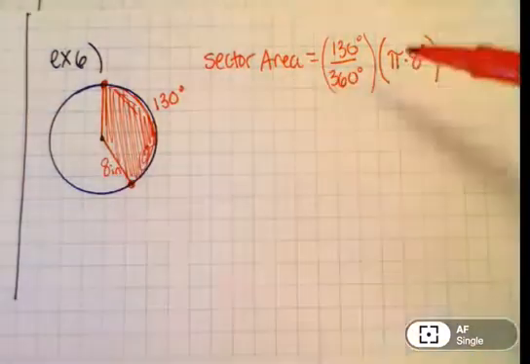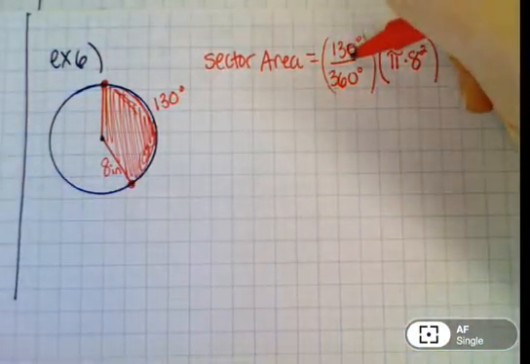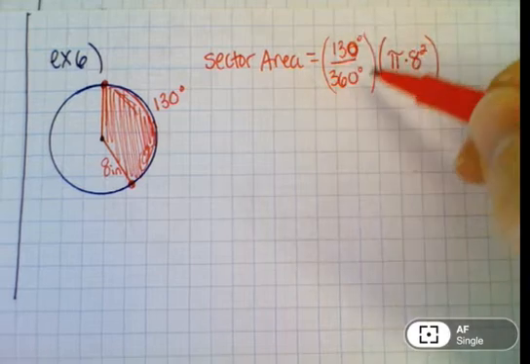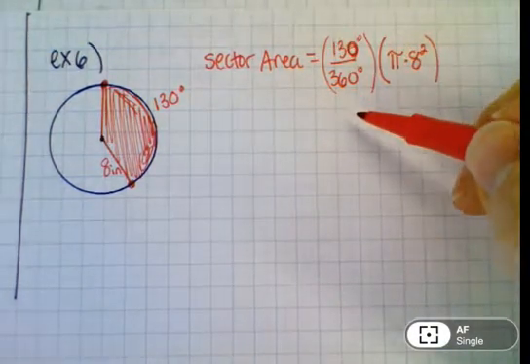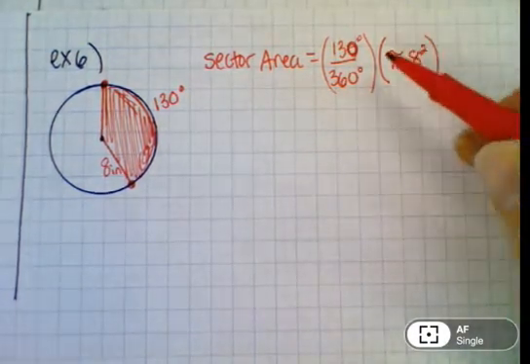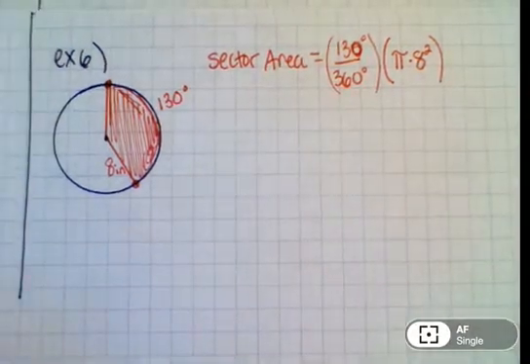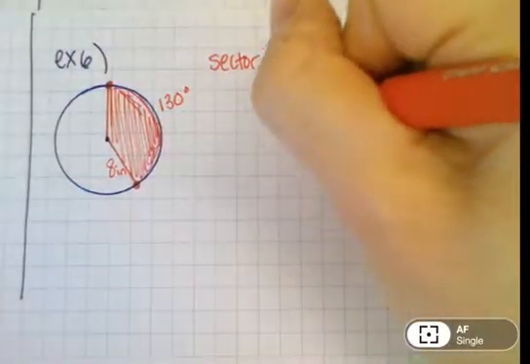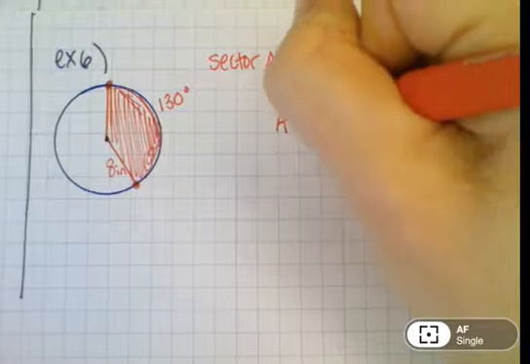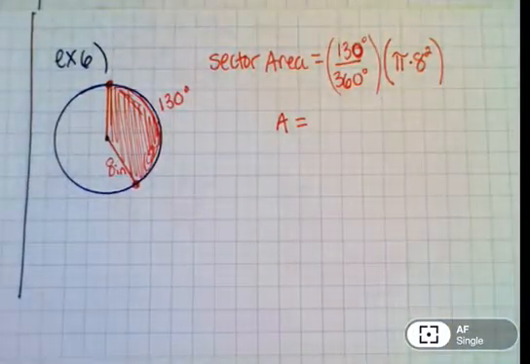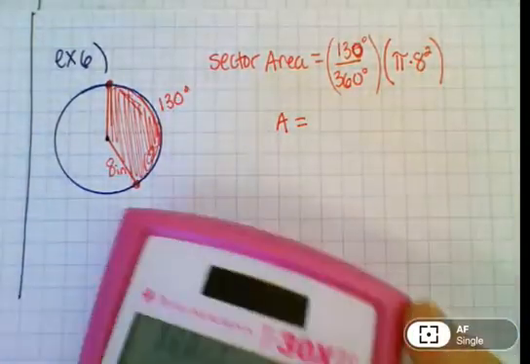So it's 130 degrees out of 360 degrees. That's the fraction of the pizza that Everett ate, times the area of the entire pizza, which is pi times 8 squared. And this is a little bit tricky just in terms of the calculations. So I'm going to do it piece by piece.